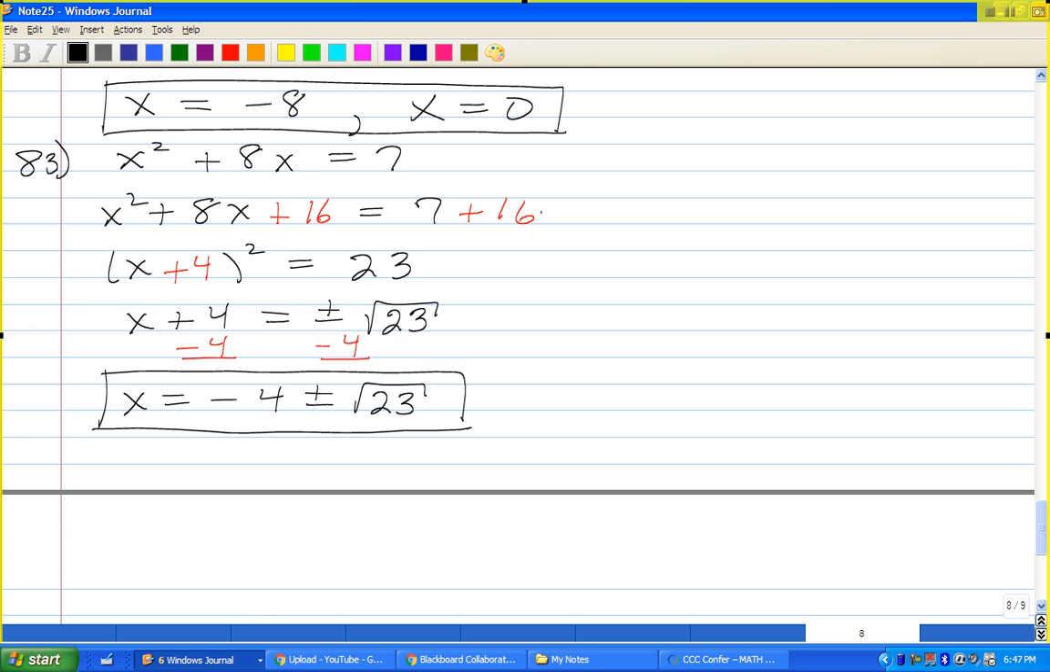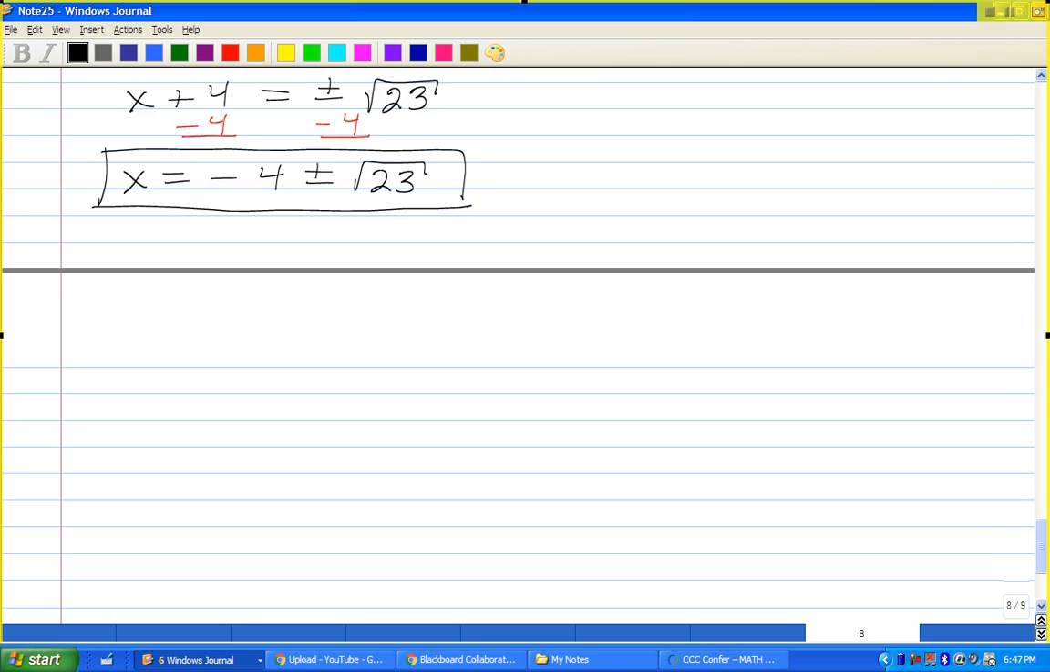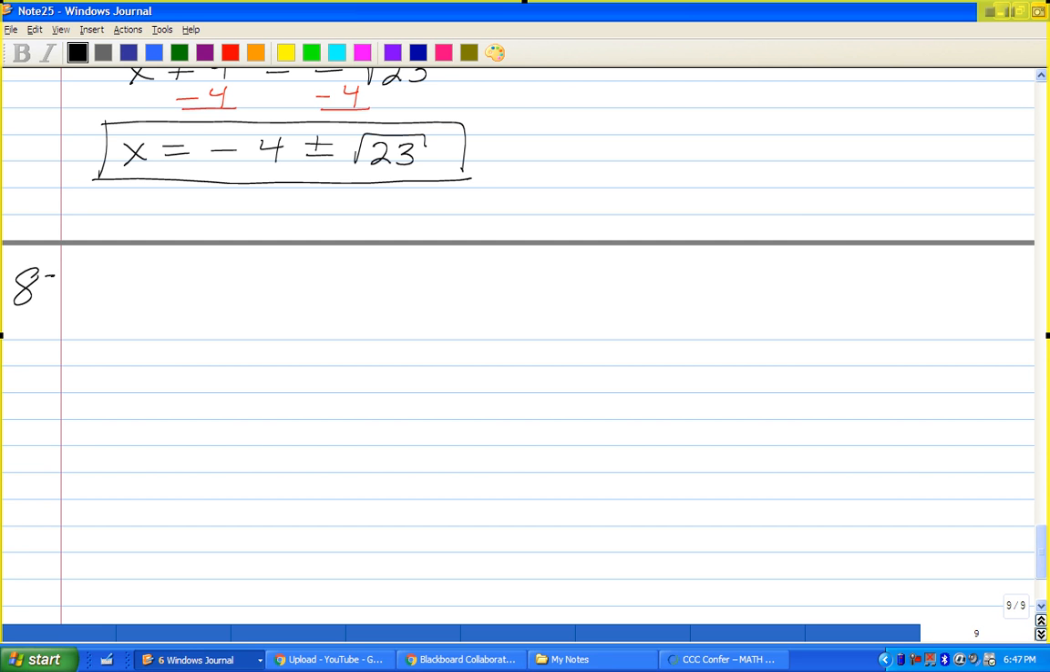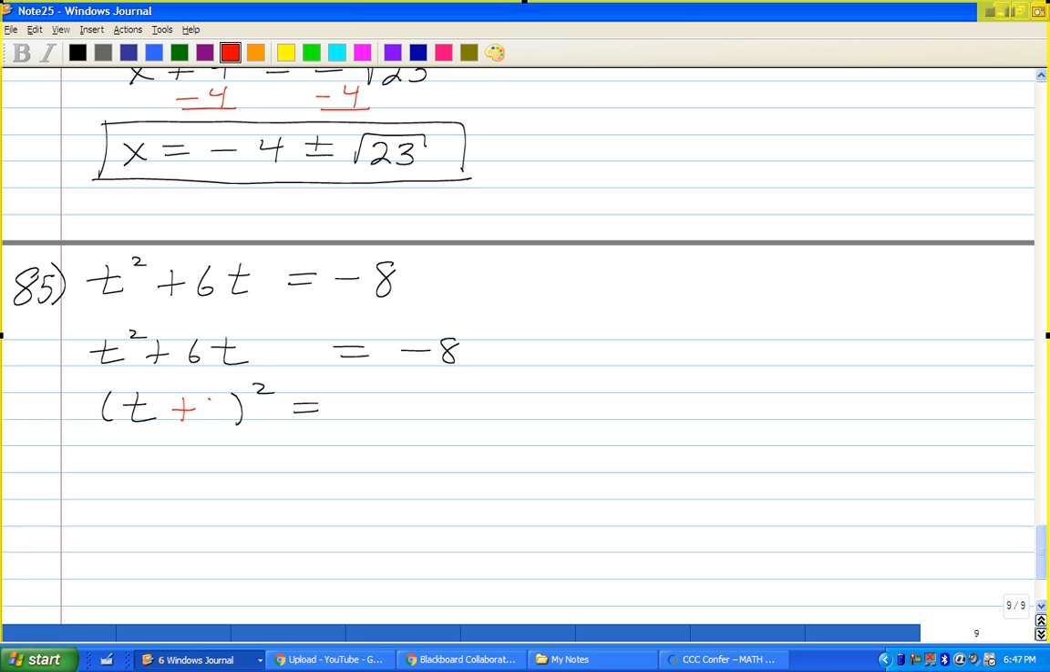Let me do problem number 85. T squared plus 6t is equal to negative 8. And so let me complete the square. Since there's a 1 in front of the t squared, 6 divided by 2 is 3. 3 squared is 9. Let me add 9 to both sides of your equation.